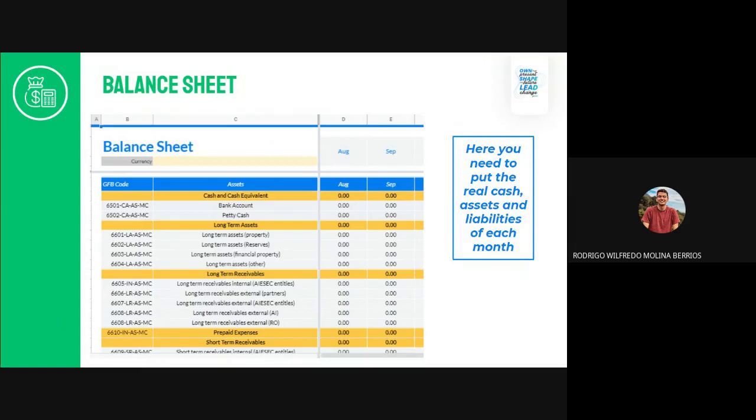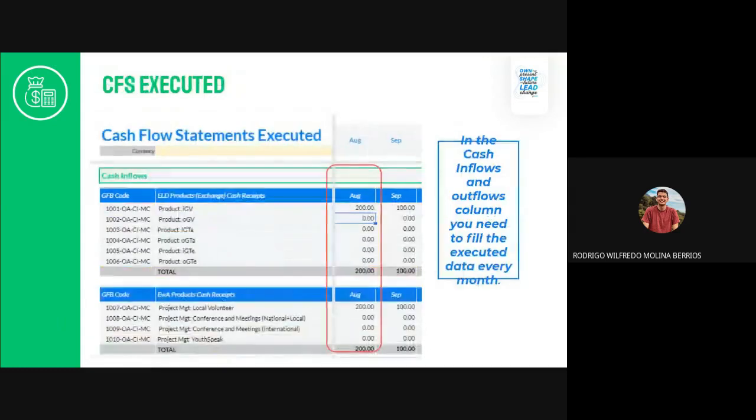I really recommend you also check the education on the chart of accounts if you are not sure how to classify certain revenues, costs, or liabilities, so you can have more clarity and fill out this information properly in the executed budget.